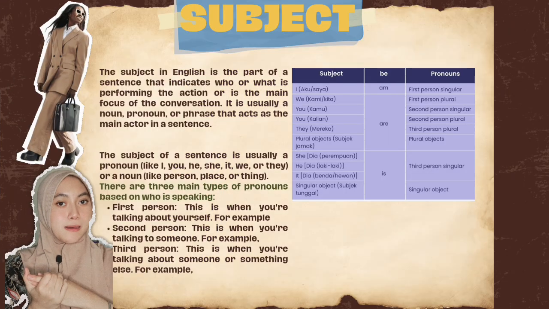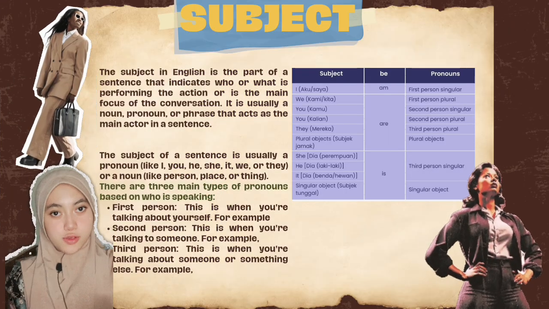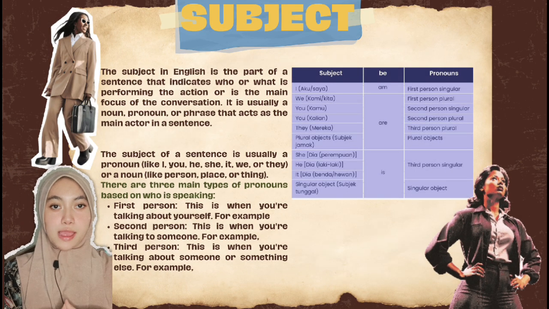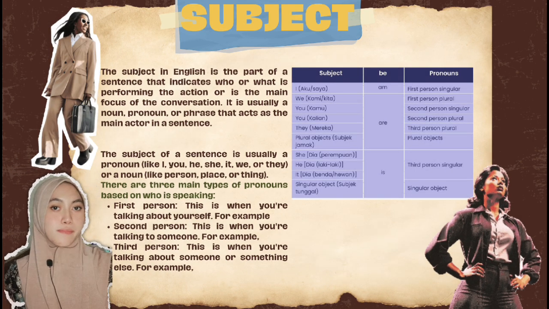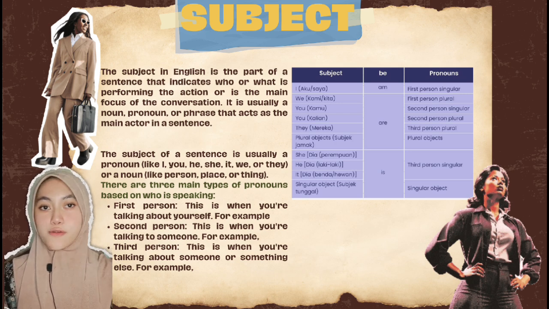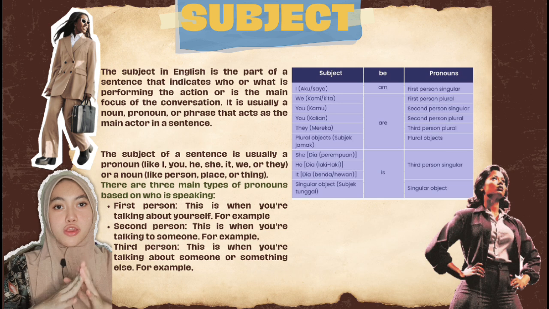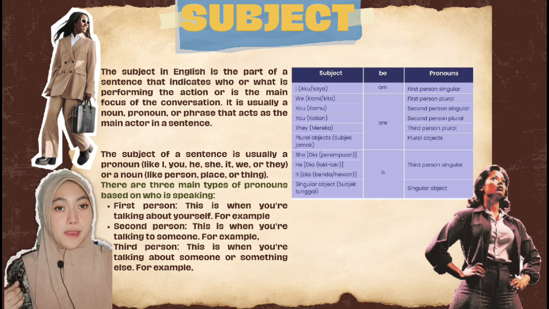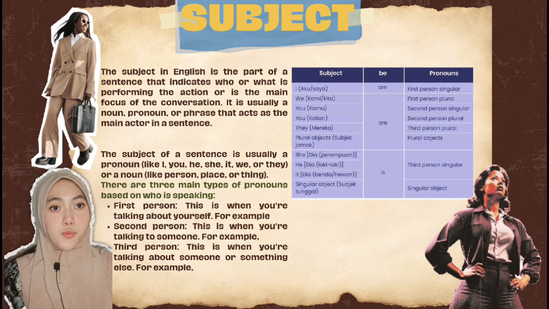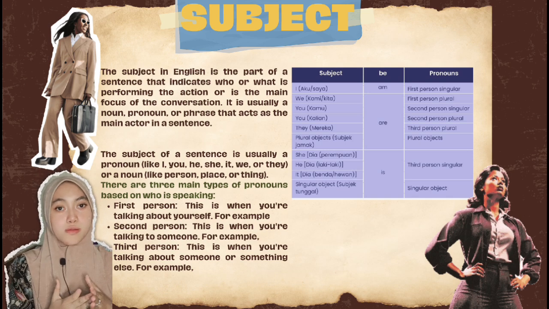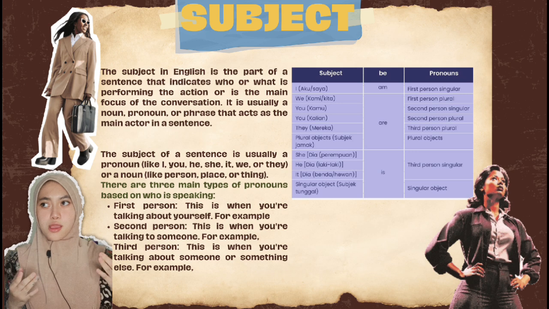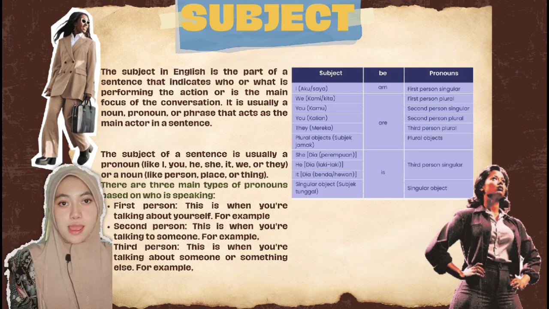Let's see the subject first. Subject in English is the part of a sentence that indicates who or what is performing the action, or the main focus of the conversation. Subject is very important in every tense in English because without a subject, the information isn't clear or complete, right?